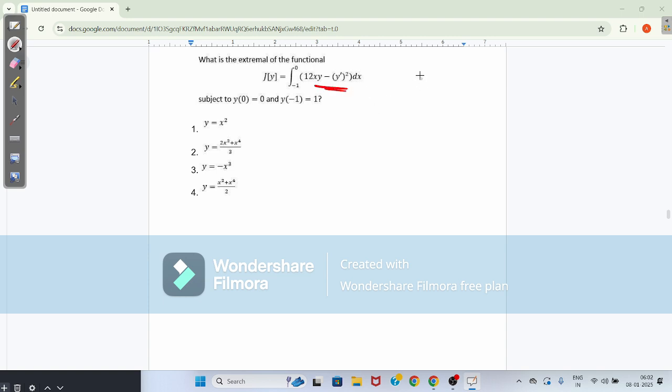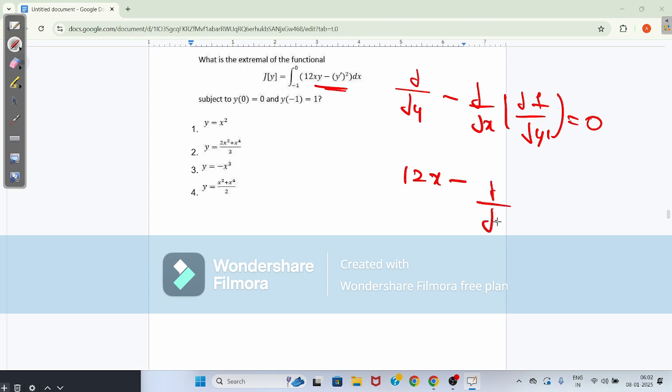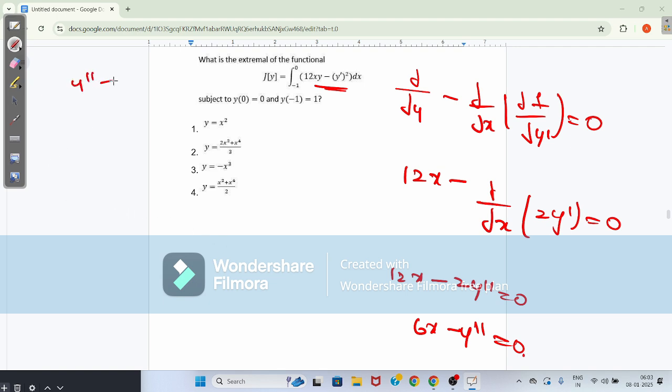Now the formula used to find this value is dou f by dou y minus d by dx into dou f by dou y dash equals 0 here. So this value is 12x minus d by dx into dou f by dou y dash, which gives 2y dash, equals 0. So 12x minus 2y double dash equals 0 here. So this gives 6x minus y double dash equals 0 here. So y double dash equals minus 6x.